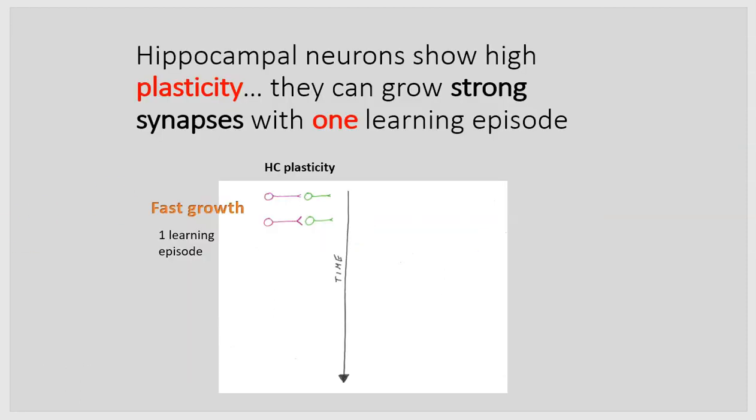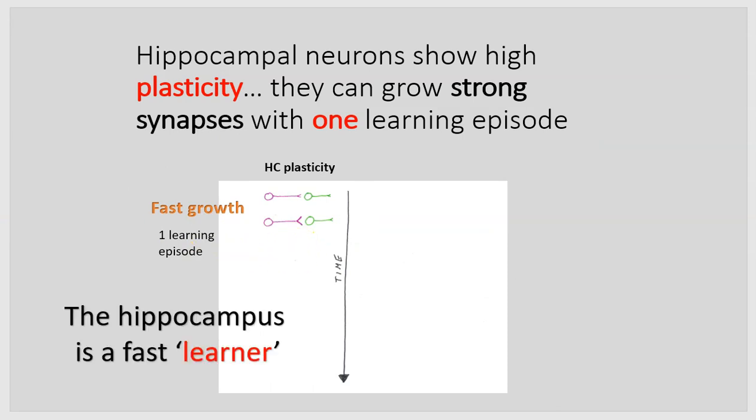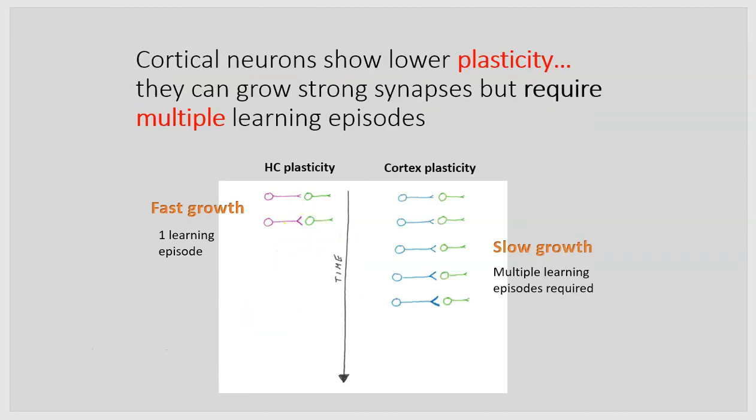If we keep track of these neurons then, again, the hippocampus shows fast growth, one learning episode. And now, to connect with one of our metaphors, it's as if the hippocampus is a fast learner. It responds very well to a single learning event. It responds well because it can make strong gains in synapse strength with just one learning event. By contrast, the cortical neurons, it's as though it takes longer for them to strengthen their synaptic connections. In fact, it takes repeated episodes of learning, right?